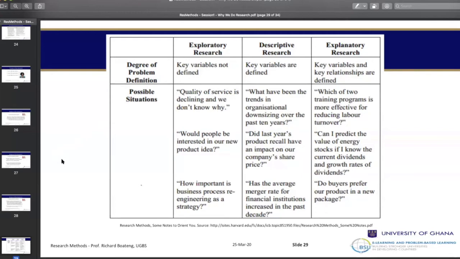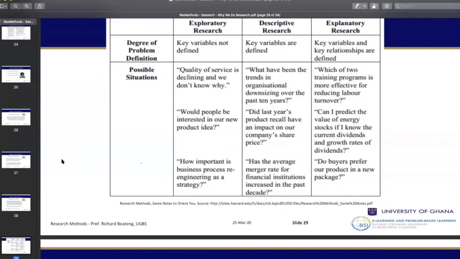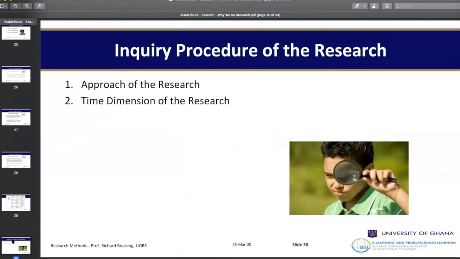Then from there, we can go to the type and what we may be interested in to research on. So we have got the approach of the research and the time dimension of the research. When we take the approach of research, we are talking about quantitative, qualitative, and mixed methods. But when we talk about time dimension, we are emphasizing the time that the person carries out the study.